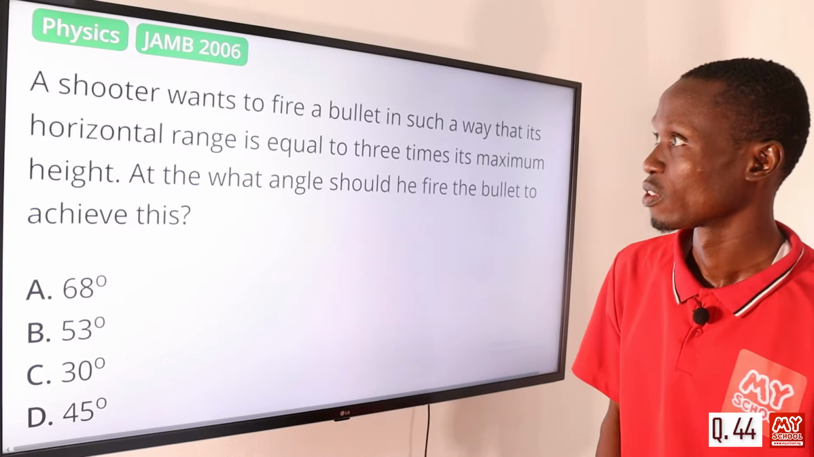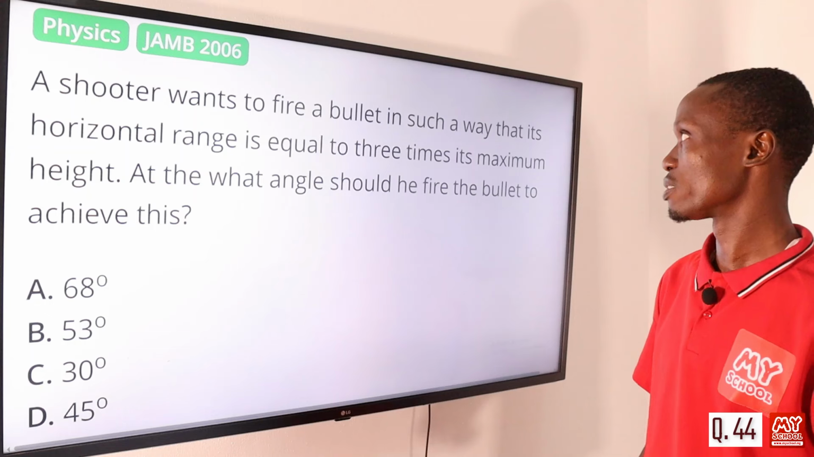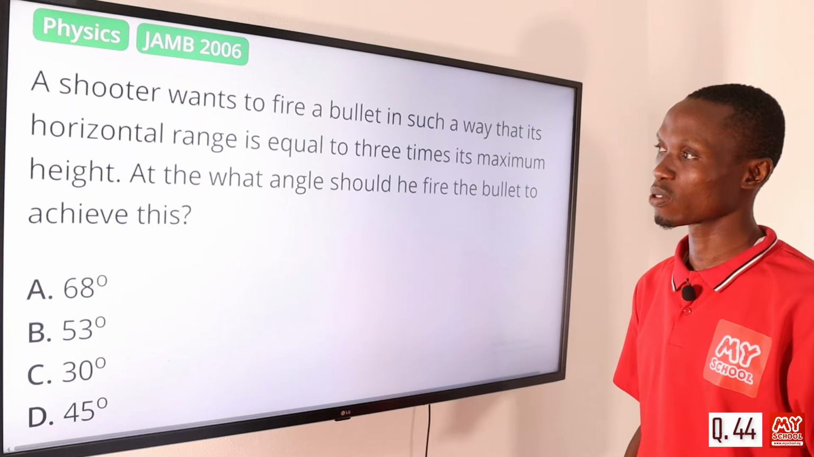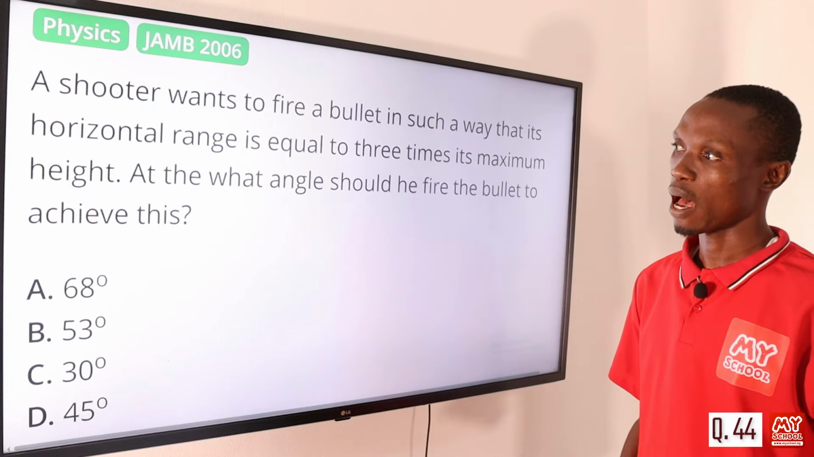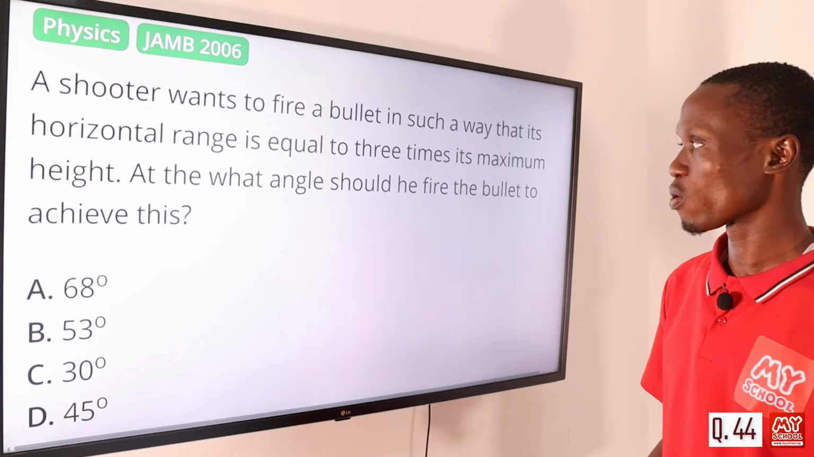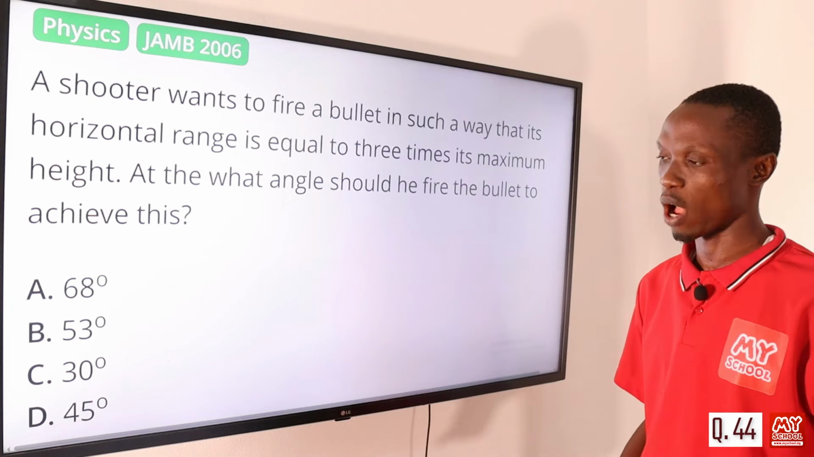Question 44. A shooter wants to fire a bullet in such a way that its horizontal range is equal to 3 times its maximum height. At what angle should he fire the bullet to achieve this?